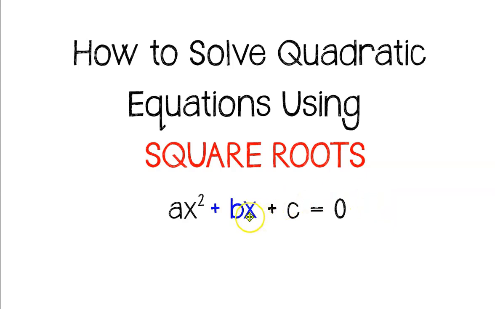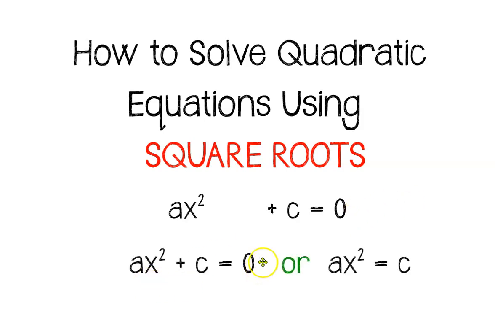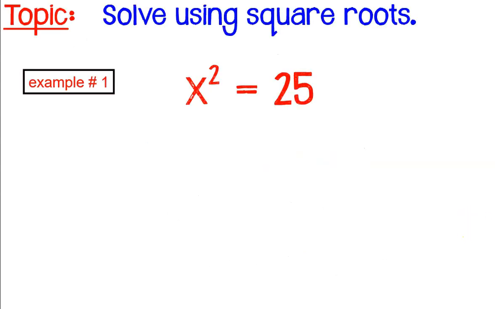But if you have a middle term that is missing, whether it's actually equal to 0 or whether it's some x squared term equal to a constant, you actually do not need to factor if you don't want to. You can simply square root both sides to find your solutions. So let's get started. Here's a pretty simple example to begin with.